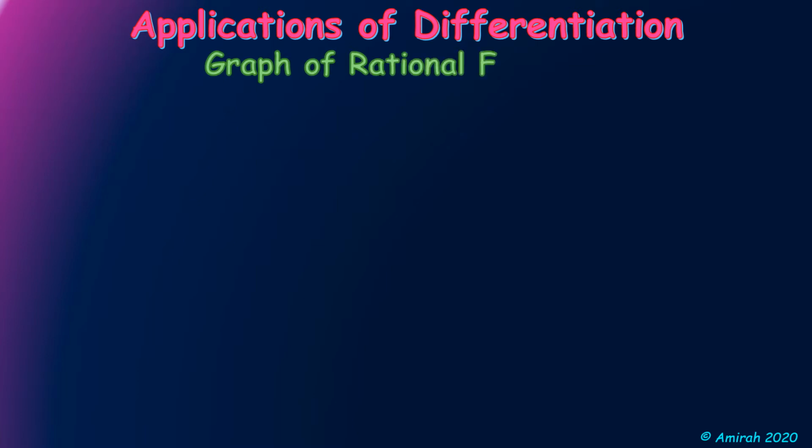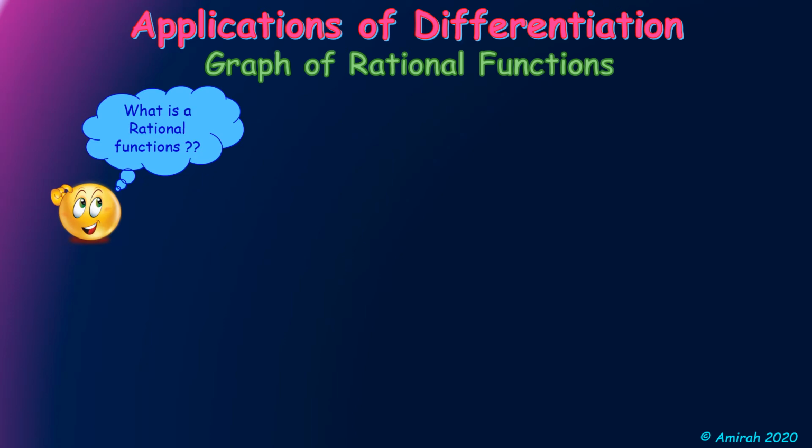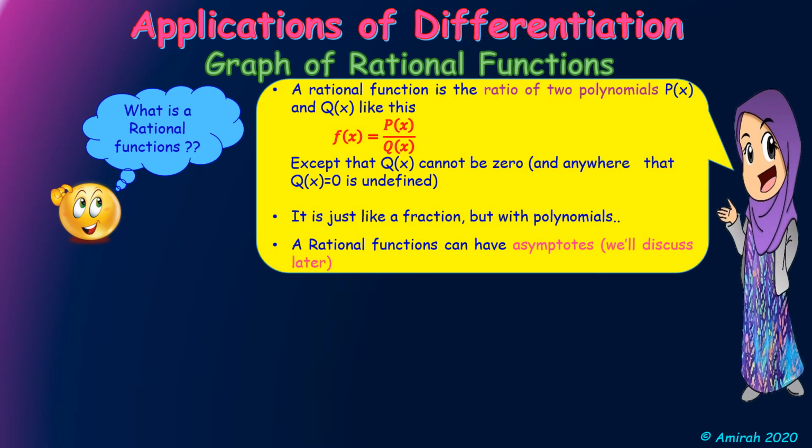Okay, we will discuss graphs of rational functions. What is a rational function? A rational function is the ratio of two polynomials p(x) and q(x), like this: f(x) equals p(x) over q(x), except that q(x) cannot be 0, and anywhere that q(x) equals 0 is undefined. A rational function is just like a fraction but with polynomials. A rational function can have asymptotes.